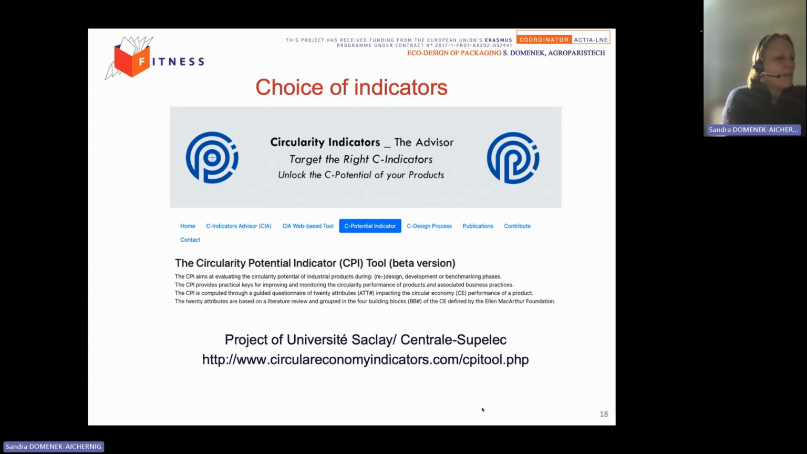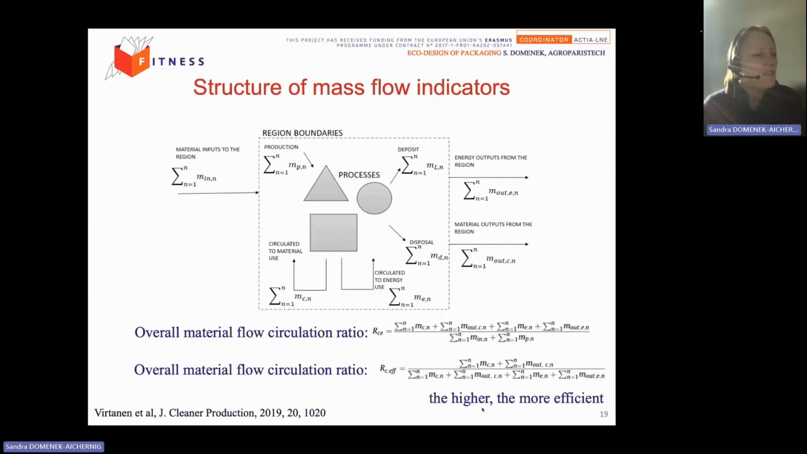I chose here for you one of the projects of our university, which has circularity indicators online. You can go to this website and provide some information about your product, and then those types of tools can calculate a circularity indicator of your product and of your process. Just to say what is behind the machine: most of those circularity indicators have the structure of mass flow indicators.